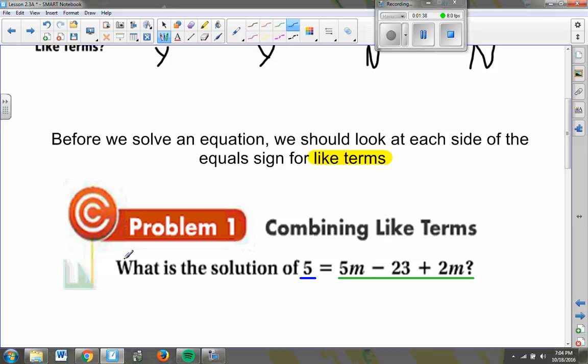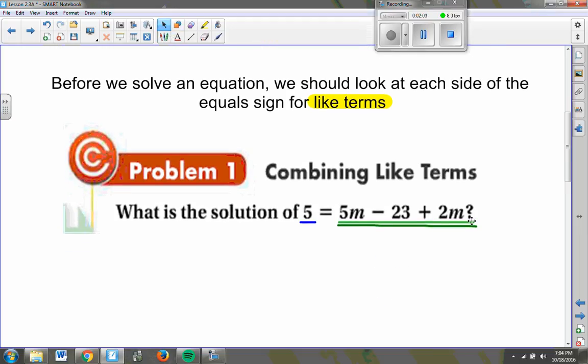If we look at this example, they're asking what is the solution of 5 equals 5m minus 23 plus 2m. On this side of our equal sign, on the green side, I want you to notice that there are two terms that are alike. 5m and 2m are like terms. So what we have to do before we solve this equation is actually combine those like terms together. 5m plus 2m makes 7m for me, and I still have this minus 23 attached as well.